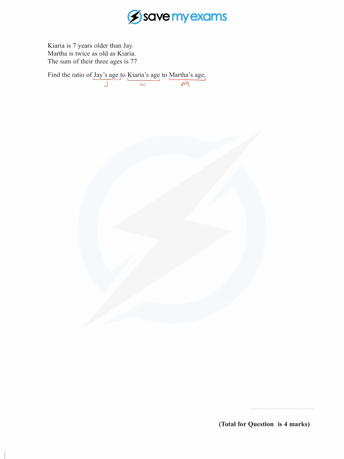It tells us that Kiaria is 7 years older than J, so that's J plus 7. And then we're told that Martha is twice as old as Kiaria, so that's 2K, or if you like, 2 times J plus 7. I've put it in terms of J because I think that might be useful. We're then told that the sum of their 3 ages is 77, so J plus K plus M is 77.